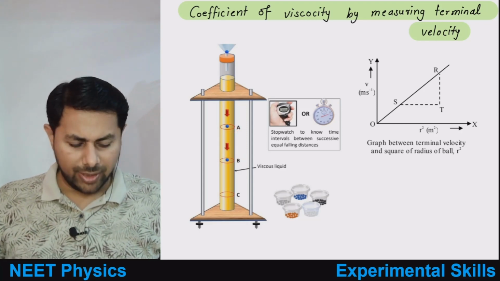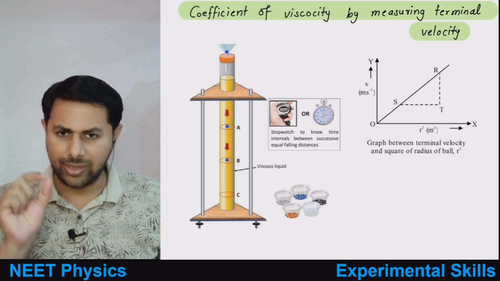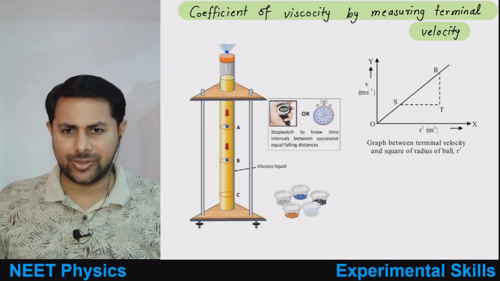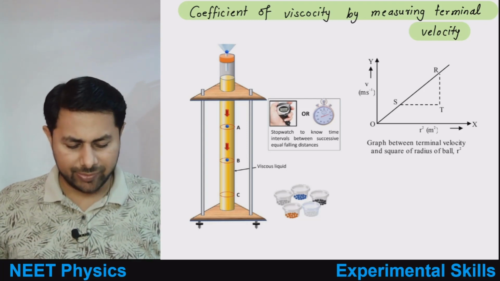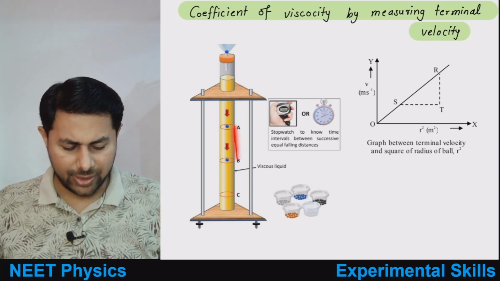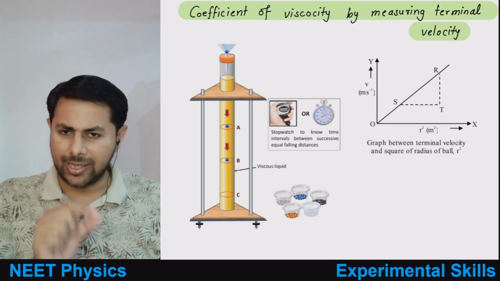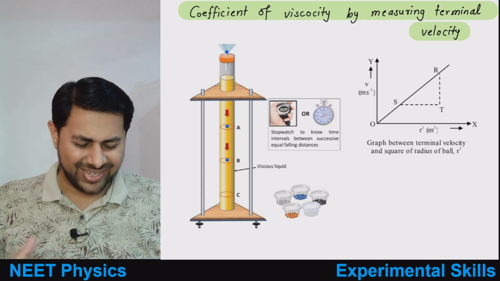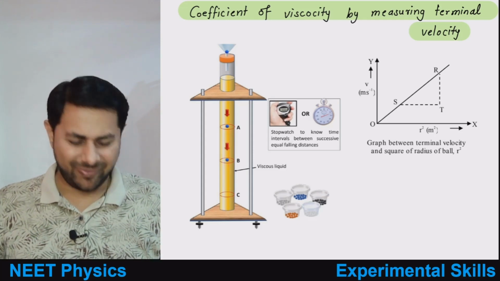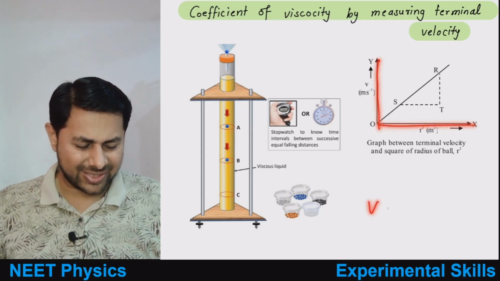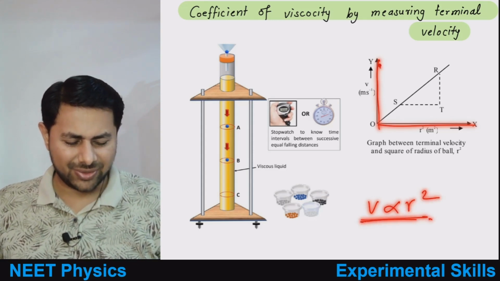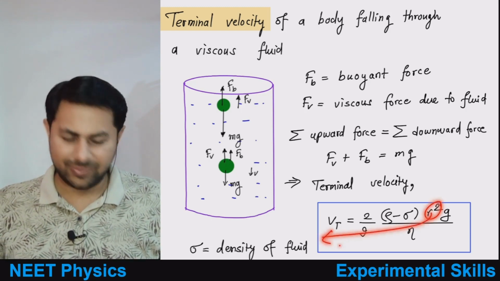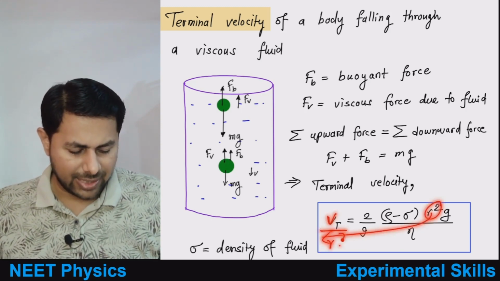So you find out the velocity, but before that, you had found the radius of that lead ball, of course using the micrometer screw gauge. So you found the radius, and you found this velocity. Then you take different lead balls of different radii, and you measure the terminal velocities for all of them. Then you plot a graph of v versus r square.